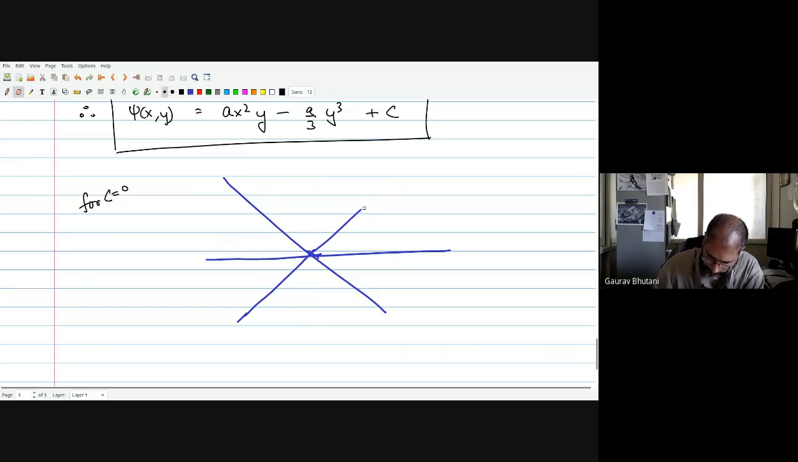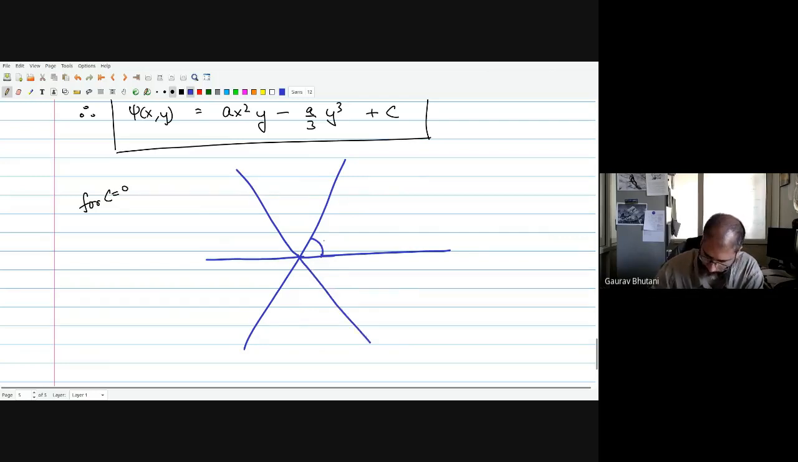I haven't drawn it very well. Let me draw it again. So each angle is 60°. That's a regular figure. So now if I draw the streamlines, they look like this.